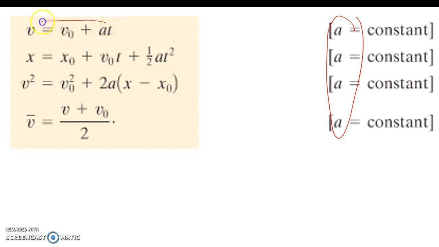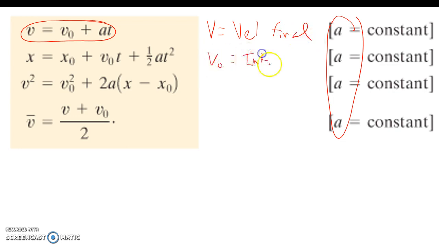First equation is right up here, and let's talk about what everything means, okay? A v by itself is final velocity. A v sub naught is initial velocity. So with this first equation, final velocity is equal to initial velocity plus a, hopefully is acceleration, right? And then t is time. So that's this first equation. Final velocity is equal to initial velocity plus acceleration multiplied by time.